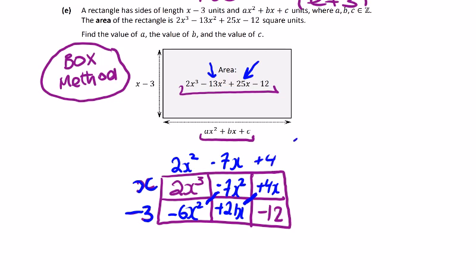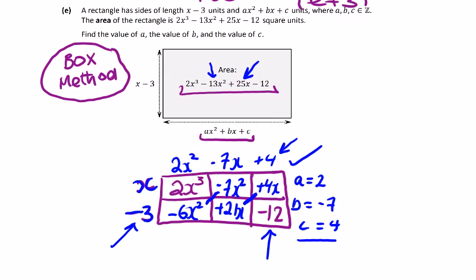When we check our answer, is this plus 4 by this minus 3 equal to this minus 12? It is, so we know that we've done it correctly. So you would write down A is equal to 2, B is equal to minus 7, and C is equal to 4. And you move on to the next question, happy in the knowledge you've got this one correct.